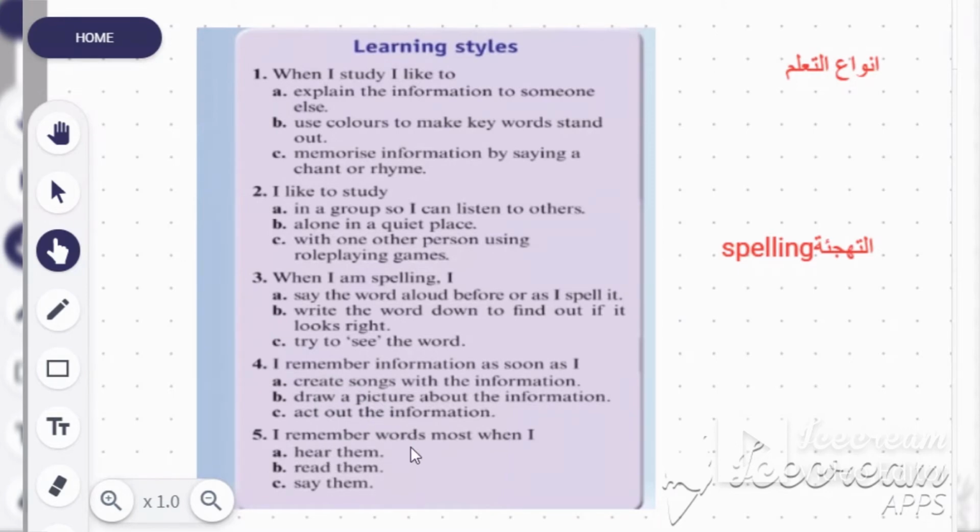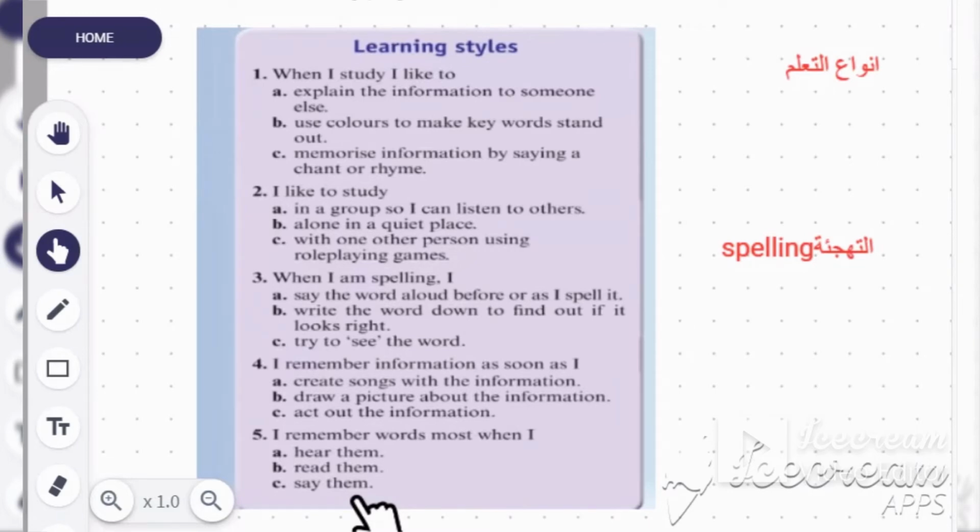I remember words most when I hear them, read them, say them. What is the best way for you to remember the words? When you hear, تسمعهم, read, يقرأ, say, spell them or say them, يقول.